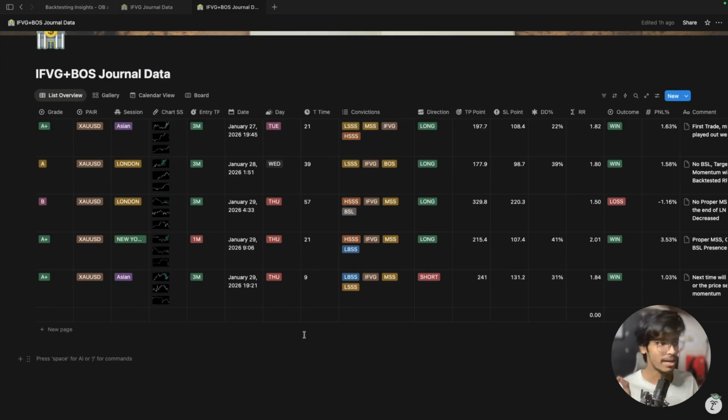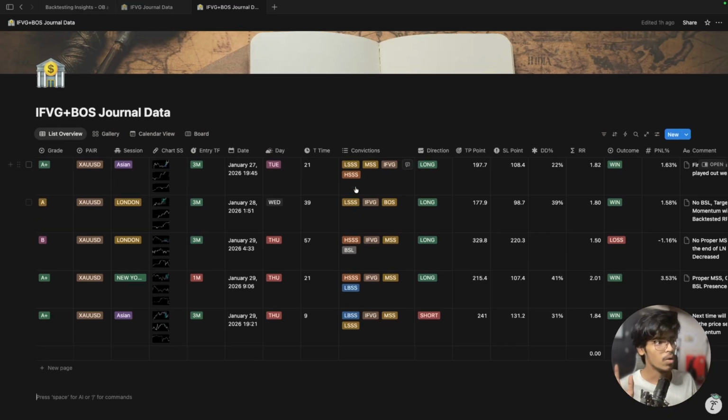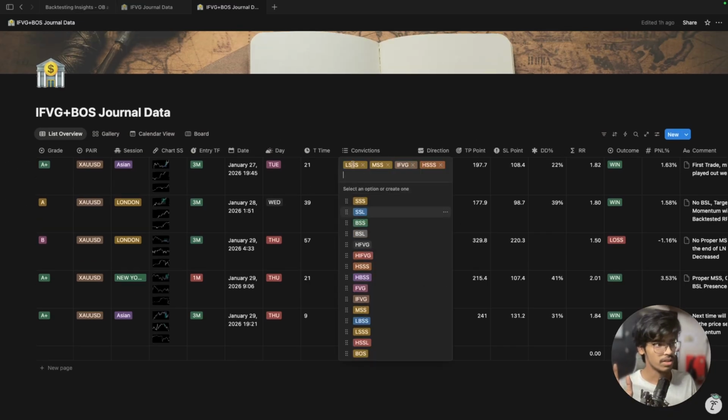Now the amazing part is the convictions. Okay, so if I want to understand about this particular trade which I want to take, what happened? First of all, I'm reading this column. First of all, what happened? There's a lower time frame sell side sweep, and then a market structure shift happened. Okay, after the market structure shift, eventually inversion of the fair value gap happened, and then the higher time frame sell side sweep has happened. So this is how I read the story.